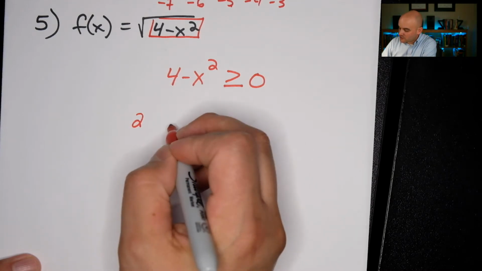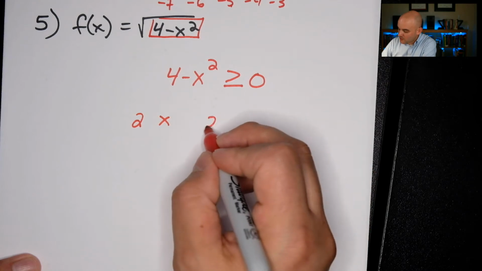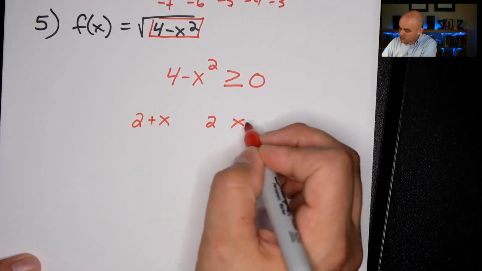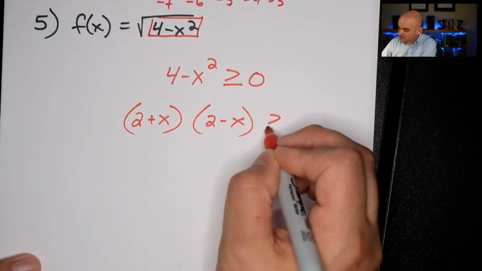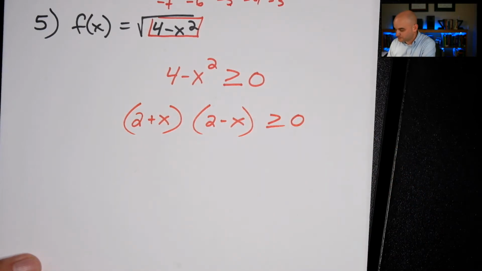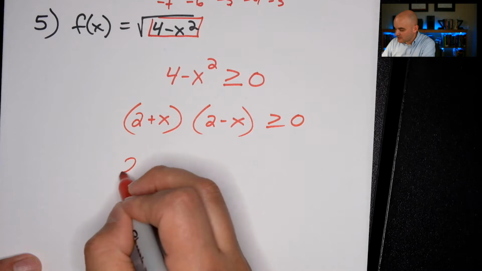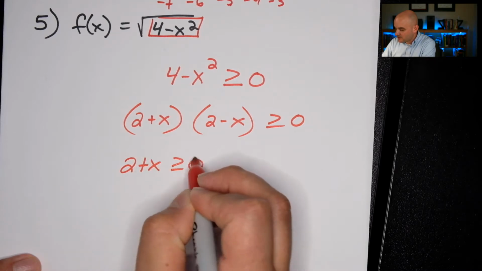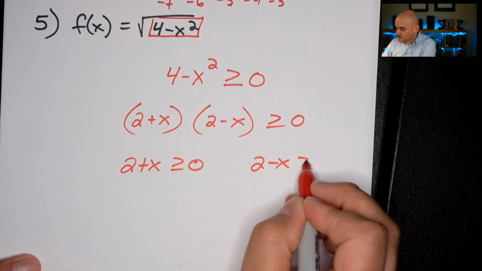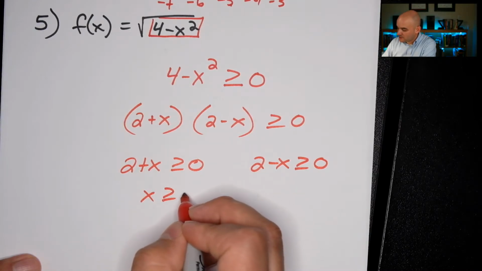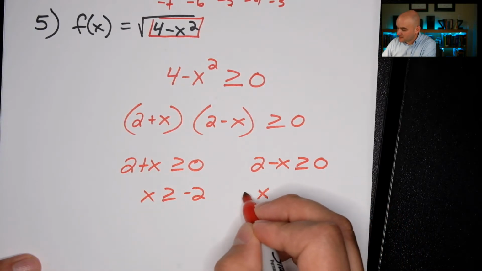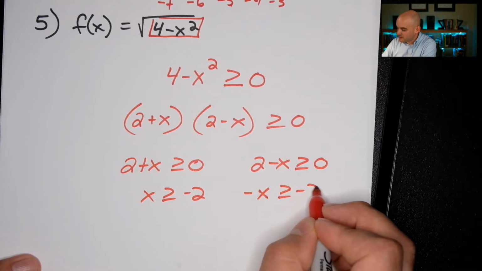We square root the first term, square root the last term, write it down twice, put a plus with one and a minus with the other, and these two multiply to give you something bigger than or equal to 0. And then we can say 2 plus x is greater than or equal to 0, and 2 minus x is greater than or equal to 0. So x must be greater than or equal to negative 2, and negative x is greater than or equal to negative 2.